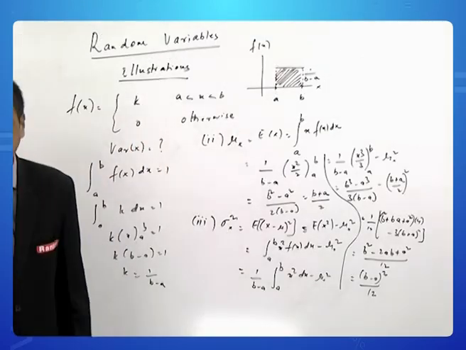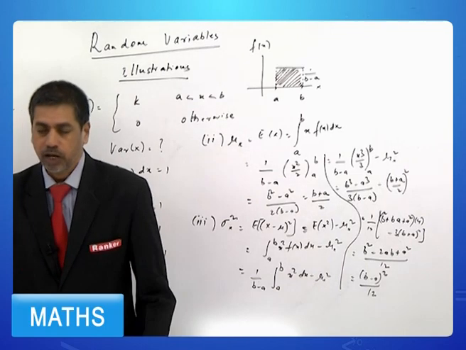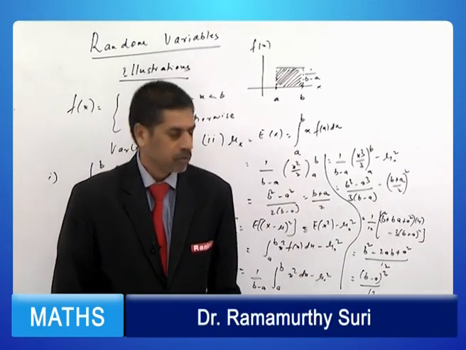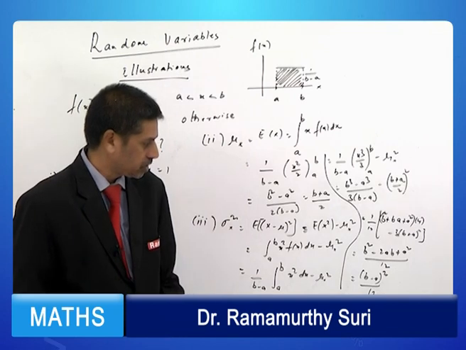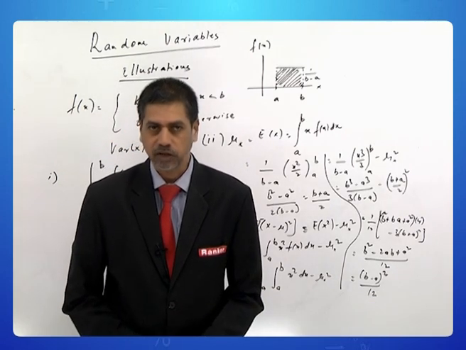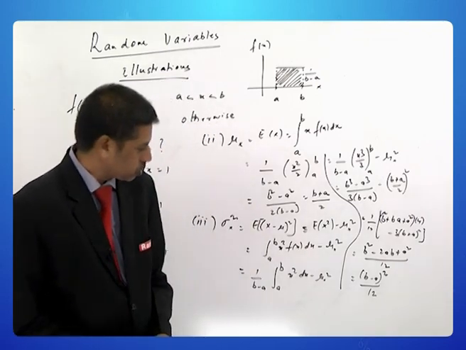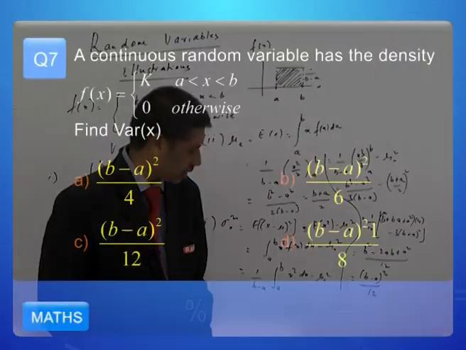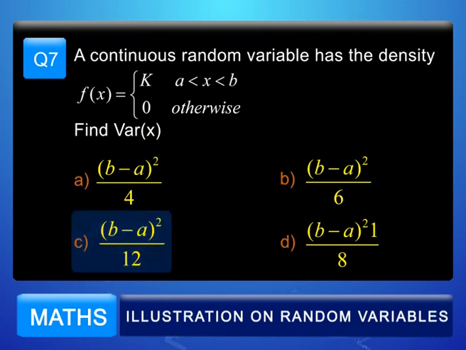It's a very well known result in the uniform distribution and very simple algebraic manipulation. I don't expect students to get stuck in algebraic manipulations at this level. So b minus a whole square by 12 is the variance. The correct option for this problem is C.